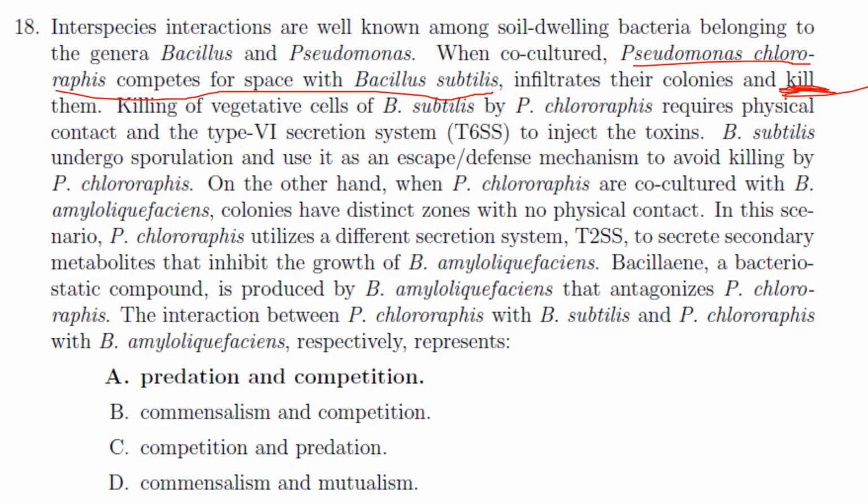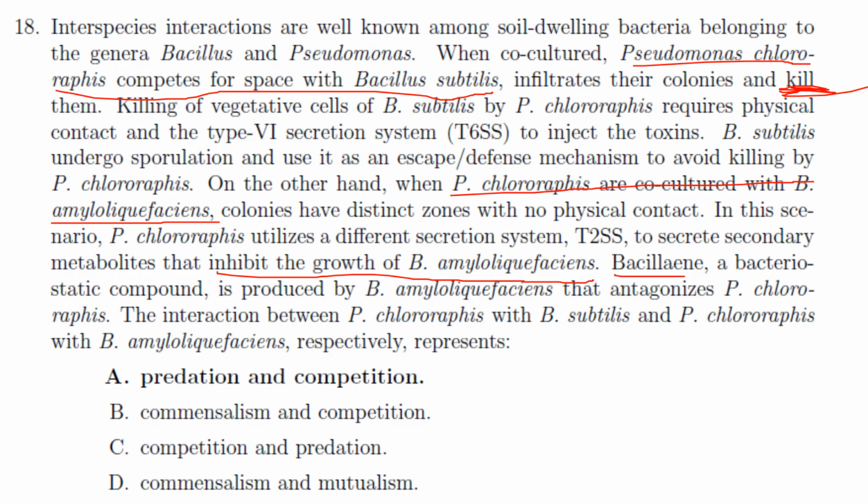Now Bacillus subtilis, to prevent the killing, will undergo sporulation and escape to avoid killing by Pseudomonas chlororaphis. On the other hand, when Pseudomonas chlororaphis is co-cultured with Bacillus amyloliquefaciens, colonies have distinct zones with no physical contact. In this scenario, chlororaphis utilizes a different secretion system, that is T2SS, to secrete secondary metabolites that inhibit the growth of amyloliquefaciens. So in the first case, it is killing Bacillus subtilis, and in the second case it is inhibiting the growth of amyloliquefaciens.